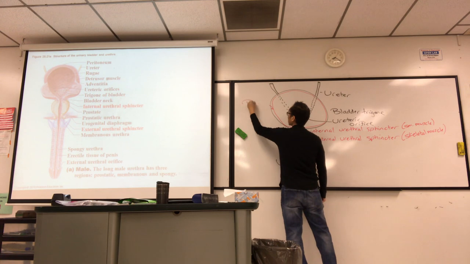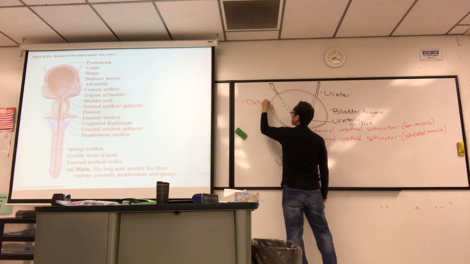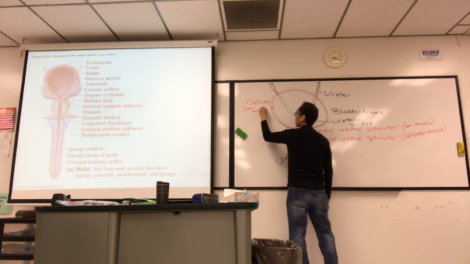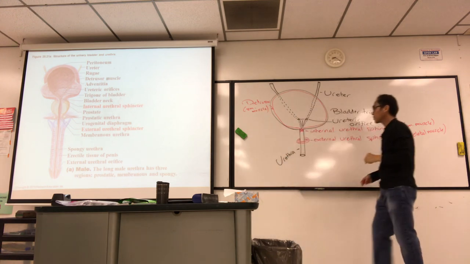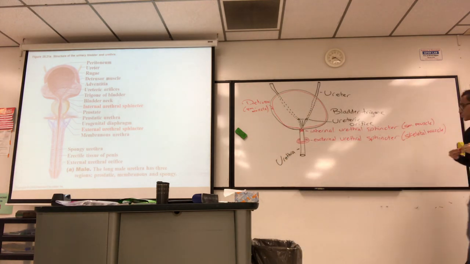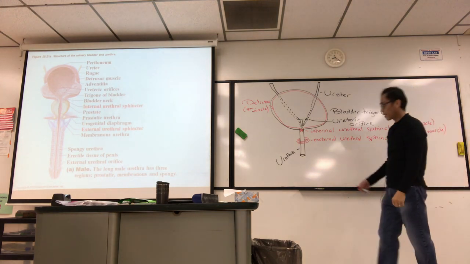That's detrusor. It's smooth muscle. Detrusor is smooth muscle. So detrusor, internal urethral sphincter, smooth. The external urethral sphincter, voluntary muscle, skeletal muscle. Okay.